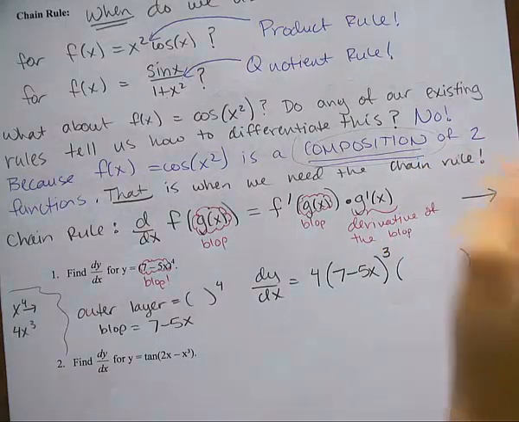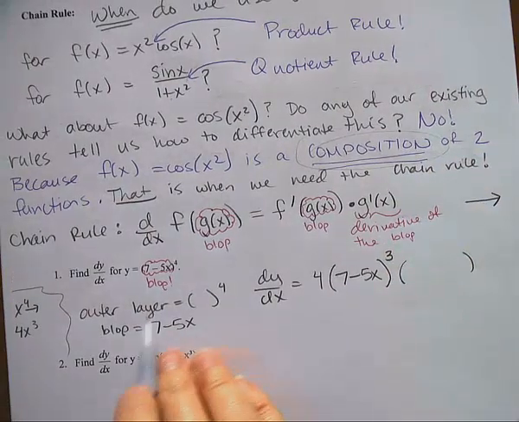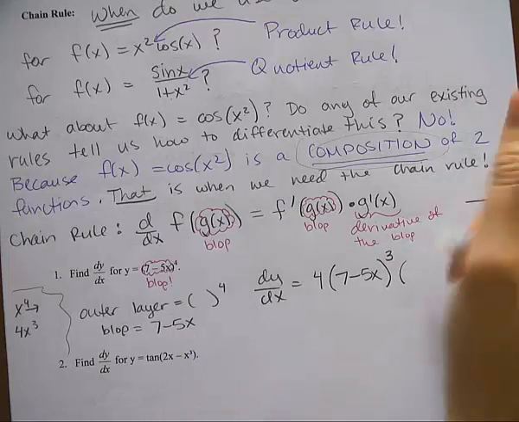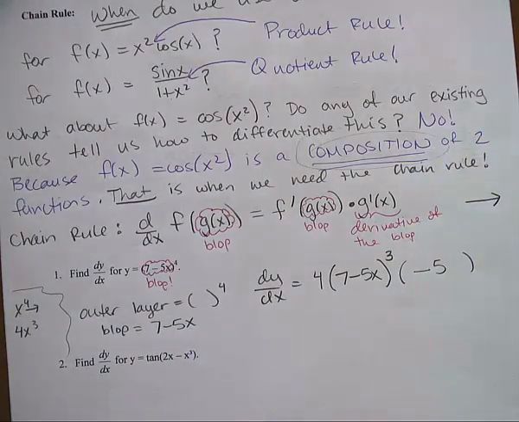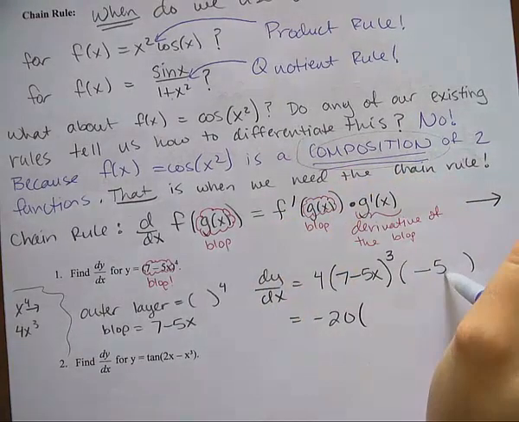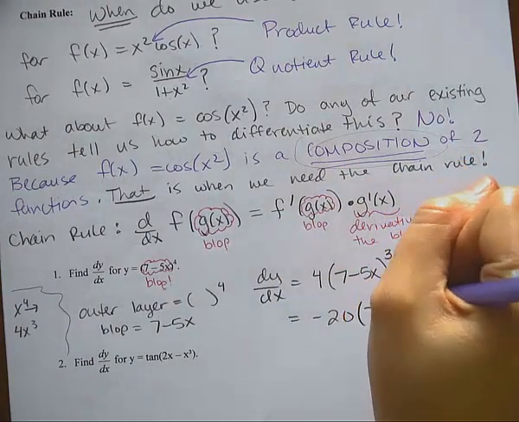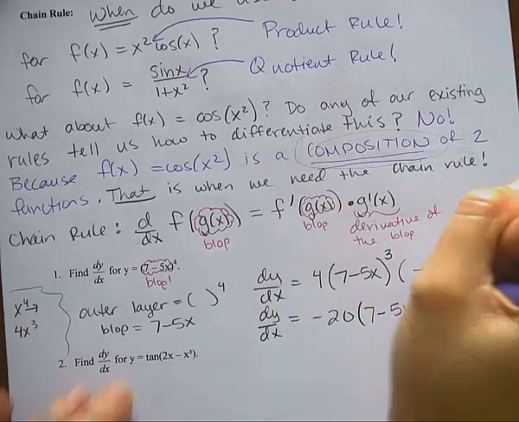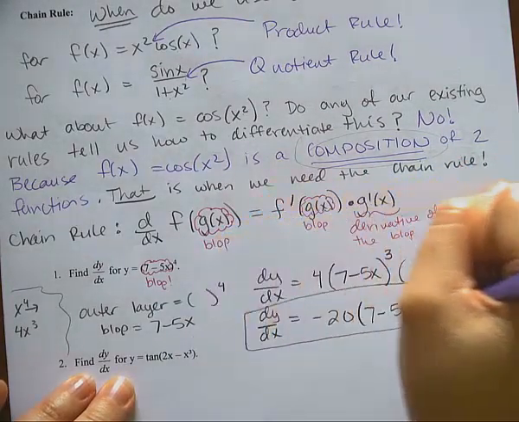And then we're going to go ahead and multiply by the derivative of the BLOP, which in this case would be 0, because the derivative of 7 is 0, minus 5, because the derivative of 5x is 5, so that's just negative 5. And then we'll just simplify that a little bit to make it negative 20, because I multiply the 4 and the 5, times 7 minus 5x to the 3rd power. And that would be our final answer.